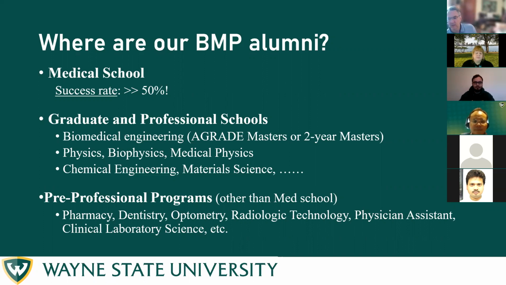So we'll have three choices of doing a 4+1 program with an undergrad and then doing a master's degree in either physics, biomedical engineering, or in a genetics program. Now, students also go into graduate school in physics, biophysics, medical physics, chemical engineering, material science. All kinds of fields are opened up to you. And of course, pre-professional programs. In addition to med school, people go to pharmacy, dentistry, all kinds of things are available to you.